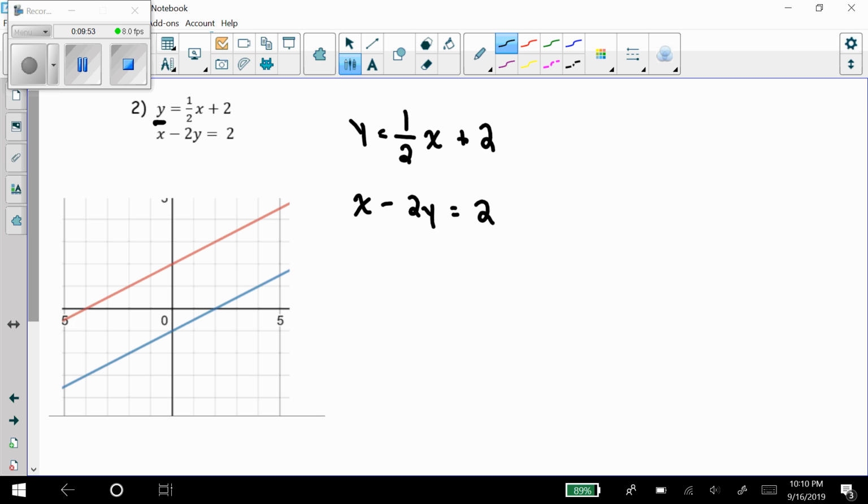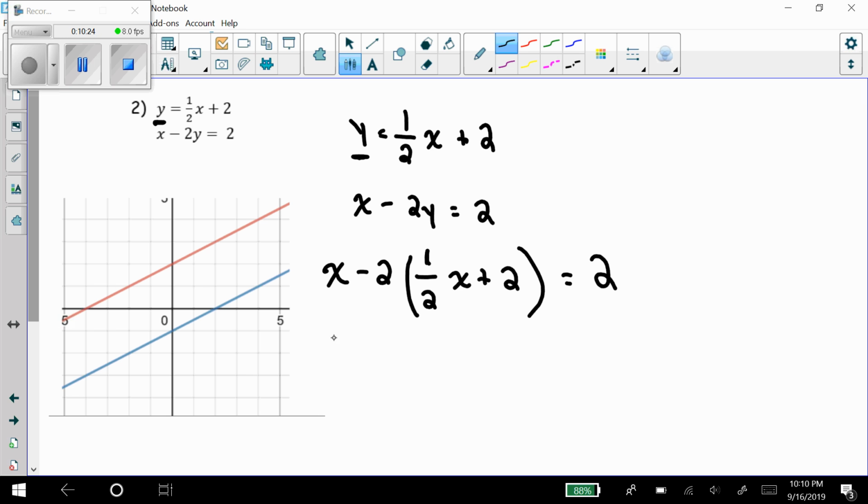It's pretty clear why I'm using substitution. I don't have to do any extra work. I'm already given a function in terms of another variable. So everywhere I see a y, I'm going to substitute in this function. So x minus 2 times, well, I have a y here, so I'm going to input my function. 1/2 x plus 2 equals 2.